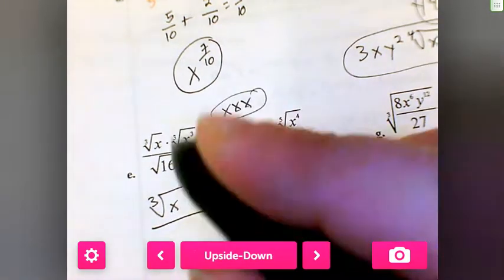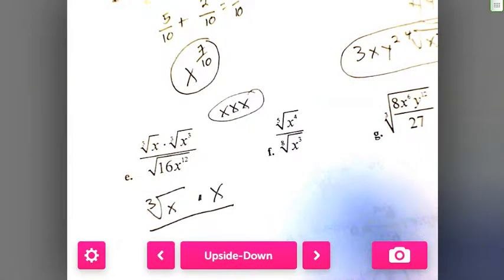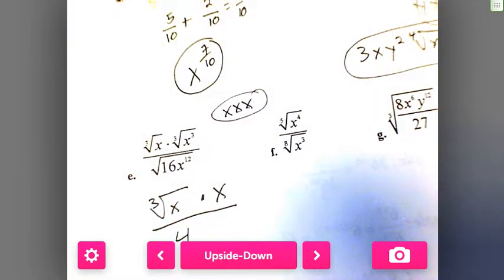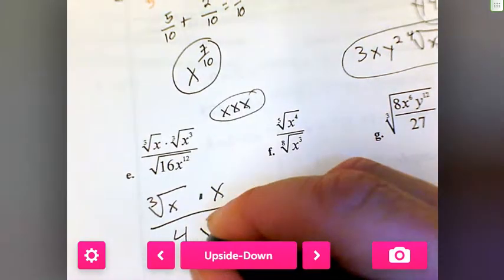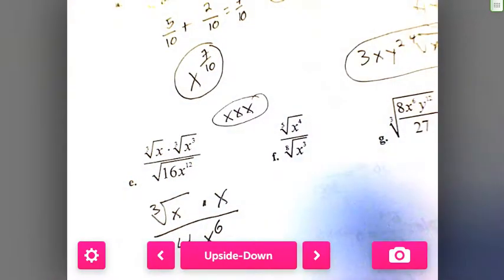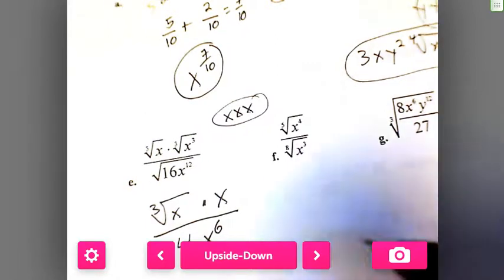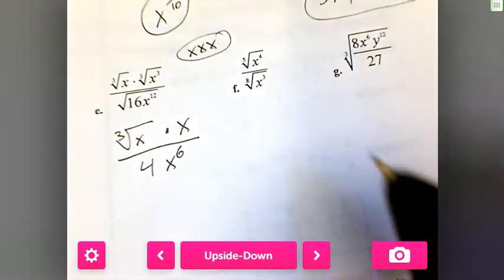All over, what's the square root of 16? 4. How many pairs do I have of x to the 12th? Try that again. 6. Because if I listed out 12 and did it in pairs, I'd have 6 pairs, right? Okay, so we still have to solve this top part.